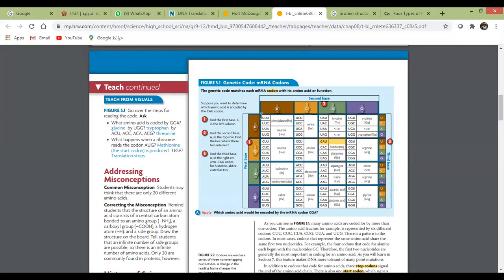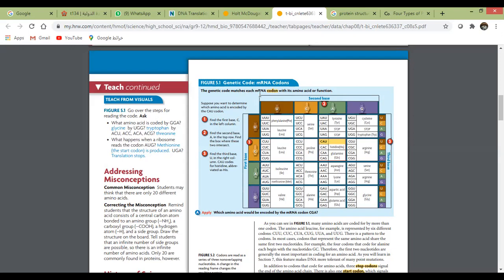If you look here, UUU, what does that mean? It means phenylalanine. This is a type of amino acid. So when this code is translated, the tRNA will know that it needs to transfer this type of amino acid, which is phenylalanine, from the cytoplasm to connect to the chain.